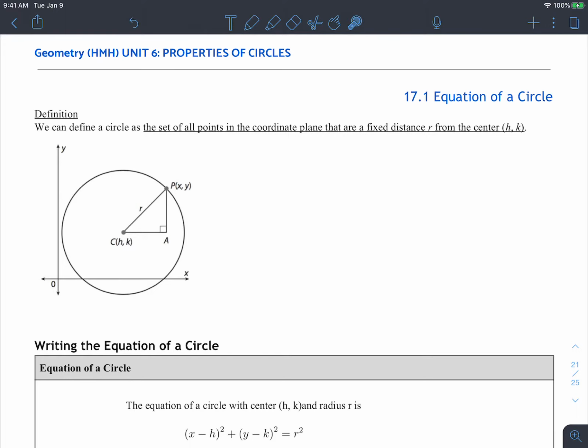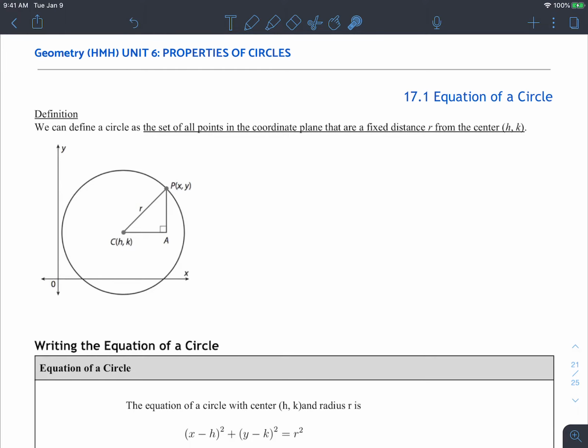We can define a circle as a set of all points in a coordinate plane that are a fixed distance r from the center (h, k). All that means is that we have a point over here that's distance r away from the center, and all the points that do that, every single point, form a circle.